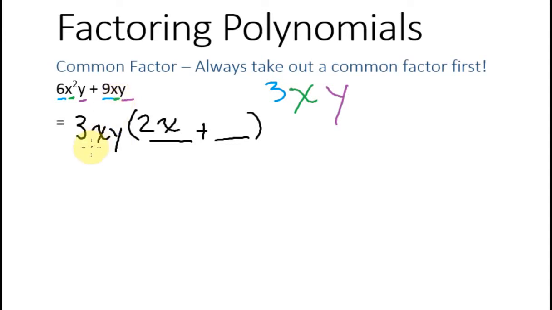And for the next term, what do I have to multiply 3 by to get 9? 3. What do I have to multiply x by to get x? That's just 1. And y by 1 to get y. So this works out perfect.